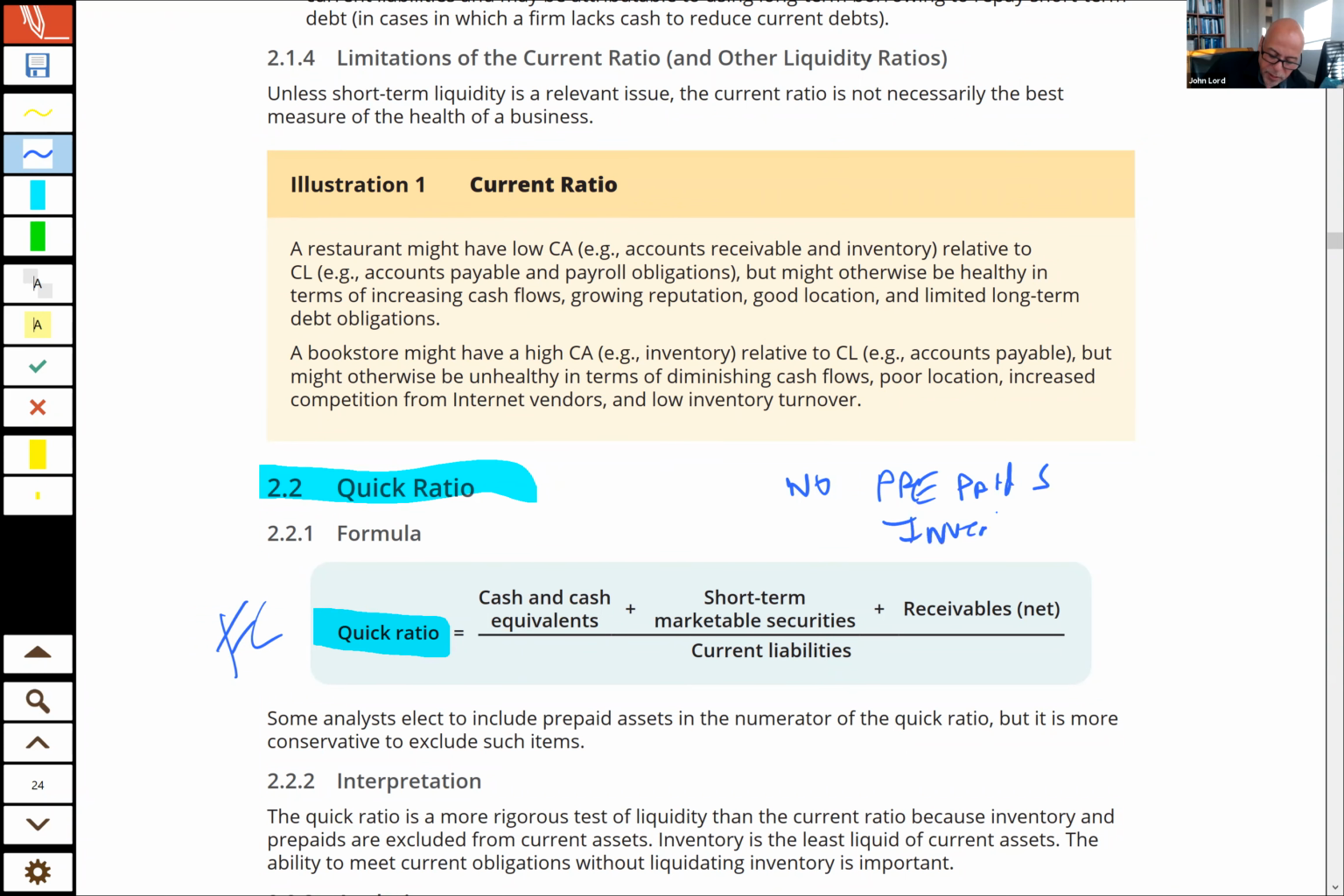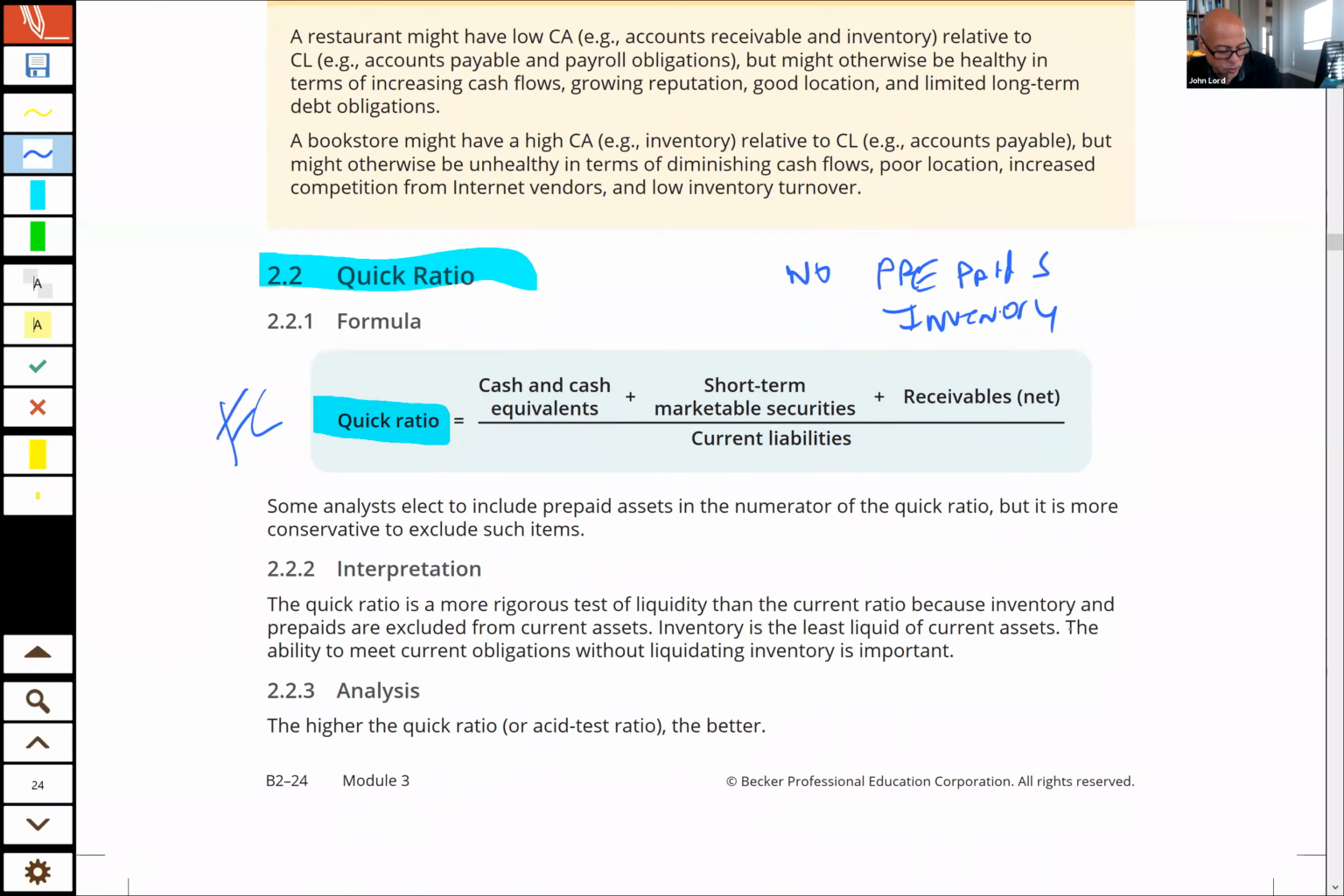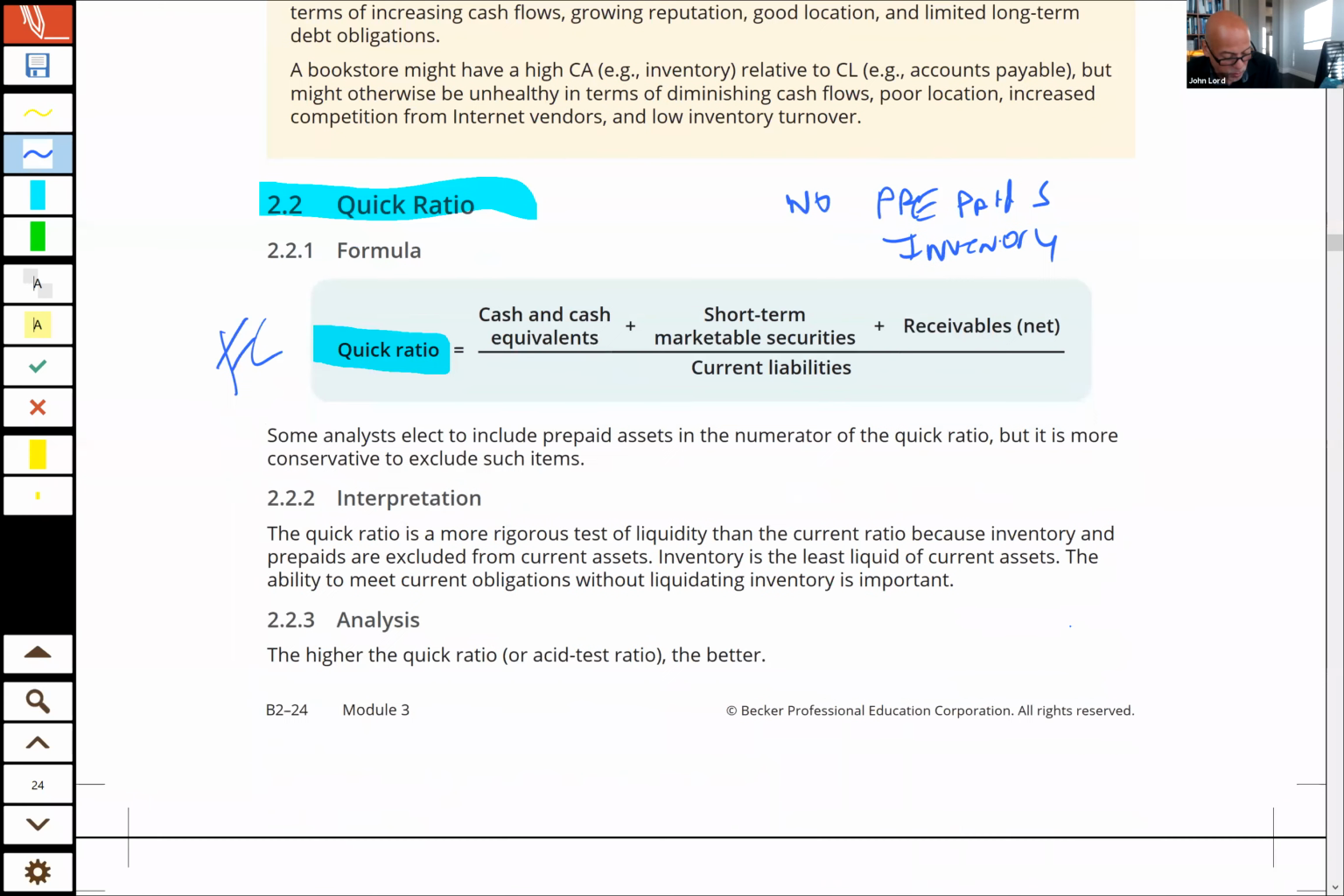They're basically saying, hey, look, if you need cash, you're going to have to wait till you can sell your inventory to get cash. So that may not be the best measure of your ability to meet your current obligations. And prepaids, go to the grocery store sometime and try to sell your prepaid insurance. They're not going to take that. They're going to say, you got any money? So things that are harder to convert into cash, and prepaids you're never going to be able to convert into cash in most cases, that's going to give you your quick ratio. So it's a more rigorous test of liquidity.